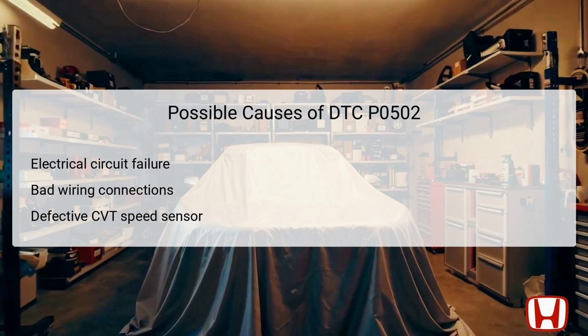Another significant factor is the physical condition of the wiring connections. Loose or corroded terminals can easily disrupt the electrical flow, resulting in sensor malfunction. Lastly, if the wiring and connections are confirmed to be in good condition, the fault may lie within the CVT speed sensor itself, which could be defective and in need of replacement. It's essential to assess each of these areas carefully to determine the root cause before proceeding with repairs.